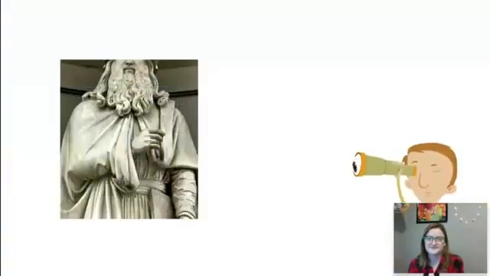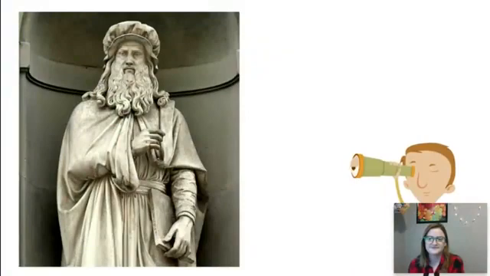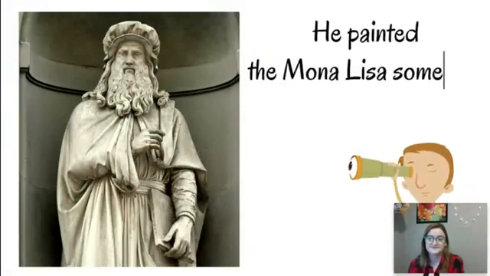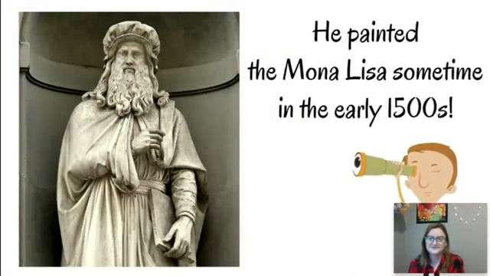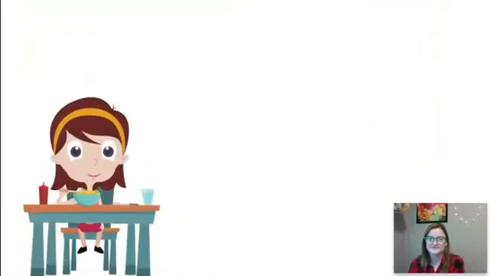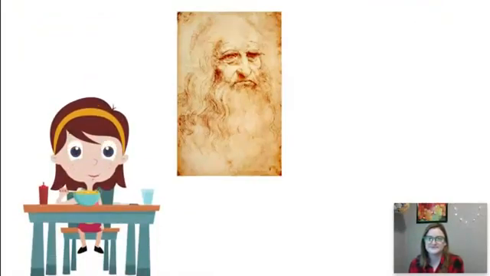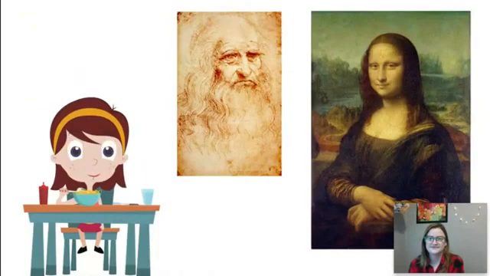Hey, look at this. Here is a statue of Leonardo da Vinci. He painted the Mona Lisa sometime in the early 1500s. That was a long time ago. Alright, so this guy, Leonardo da Vinci, painted this amazing work of art, the Mona Lisa, and it happened during a special time known as the Renaissance.